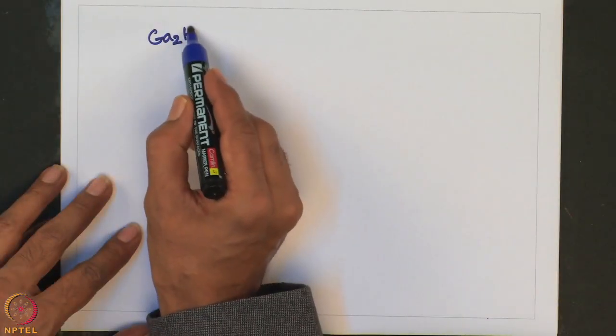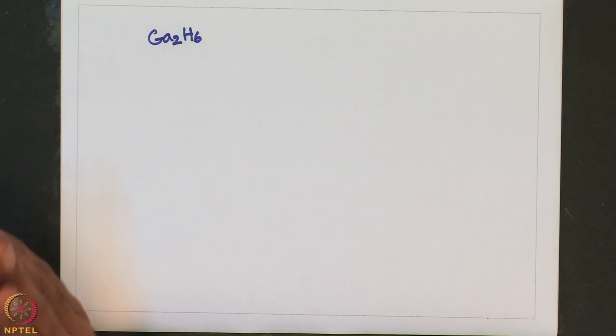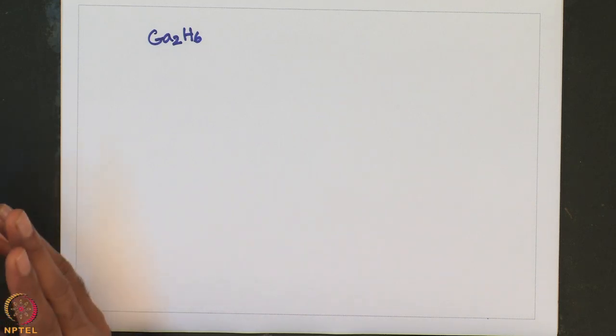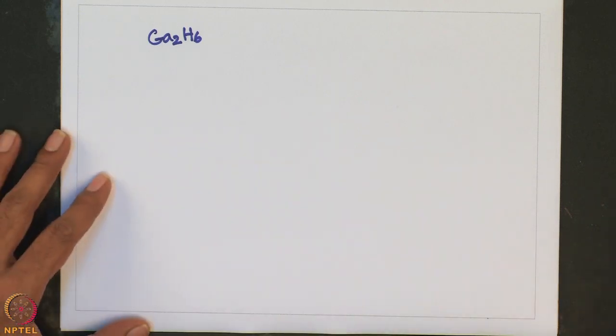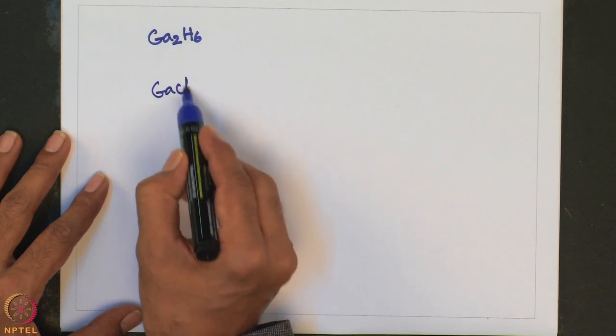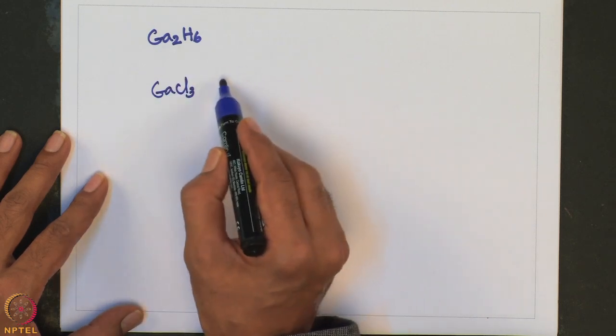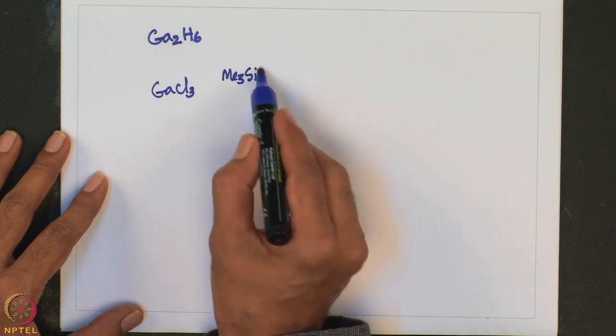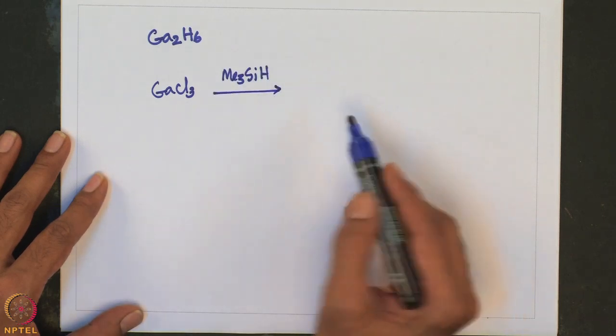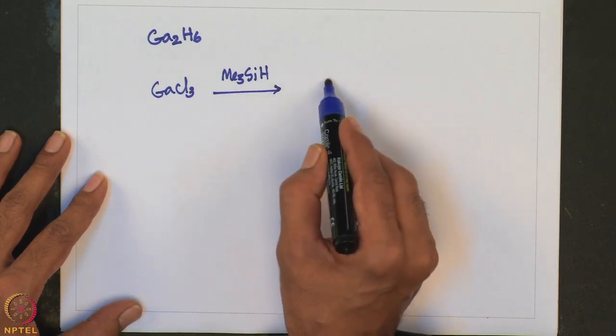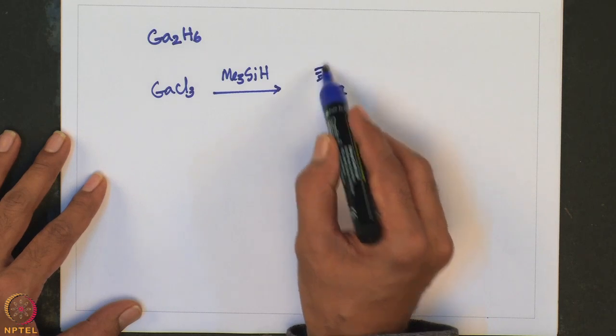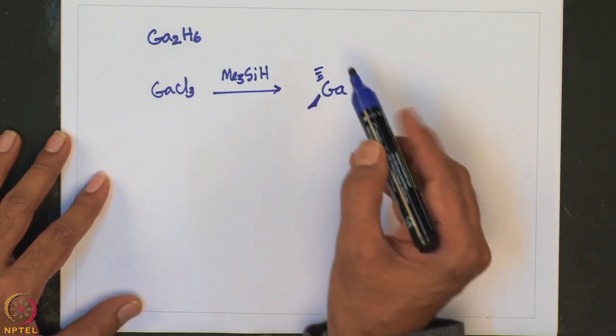The simplest gallium hydride is digallane, which is nothing but Ga2H6. This is prepared starting from gallium trichloride. The product condenses at low temperature as a white solid, but decomposes at about 253 Kelvin. One can conveniently prepare it starting from gallium trichloride, treating it with trimethylsilane as a source of hydride ions. Of course, the structure of this one is similar to ethane.